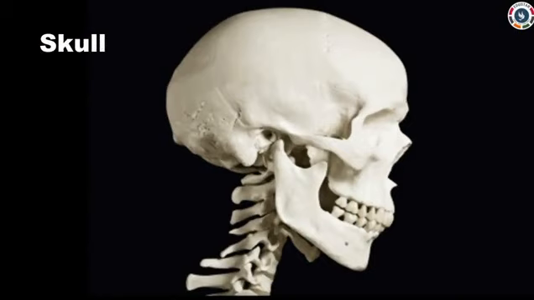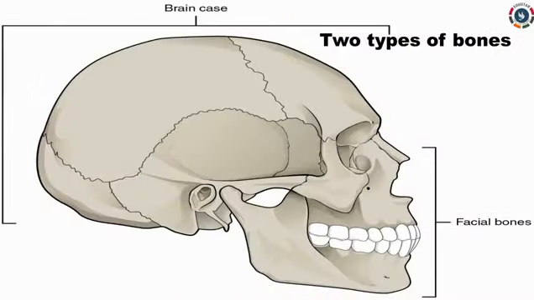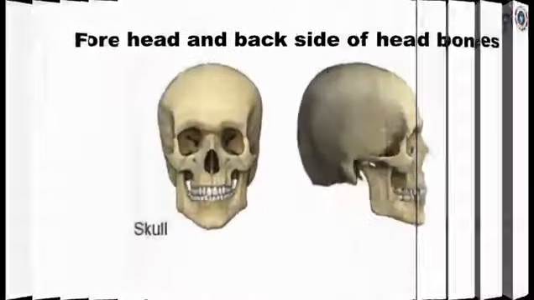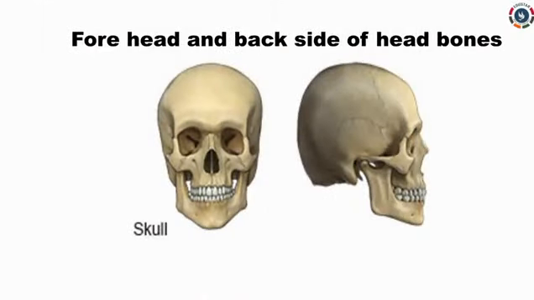Okay, next we are going to see about the skull. Our skull is made up of 2 sets of bones: the facial bones and the head or brain bones. The brain or head bones are of 2 types: forehead bones and backside of head bones.